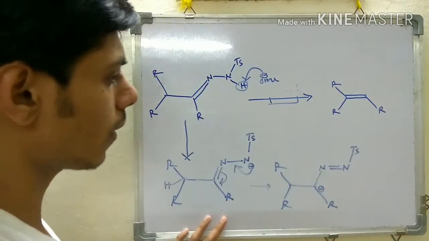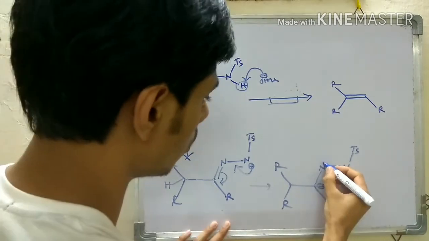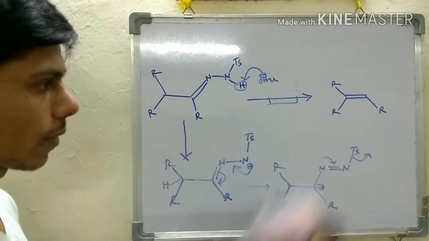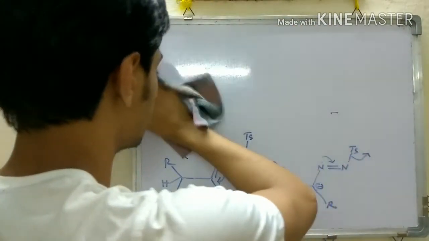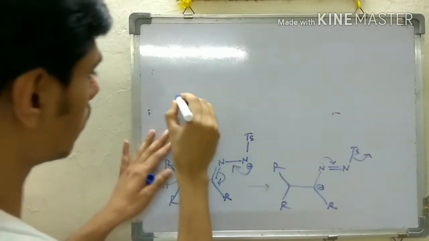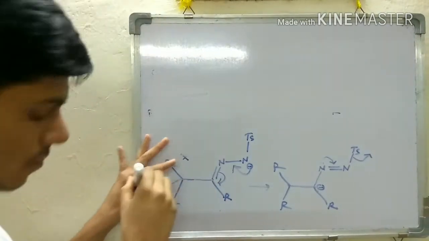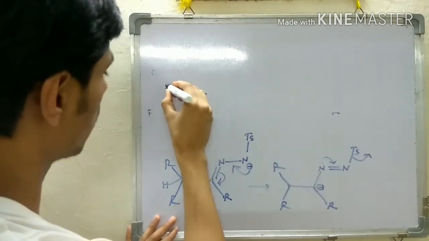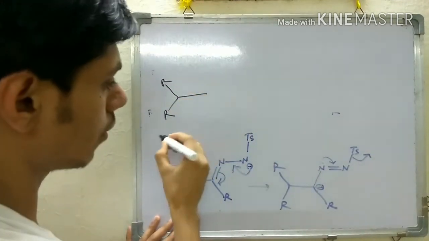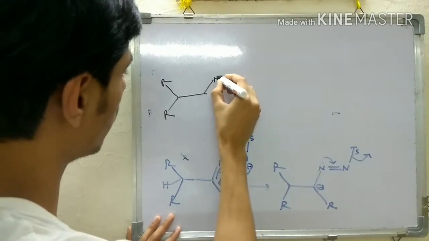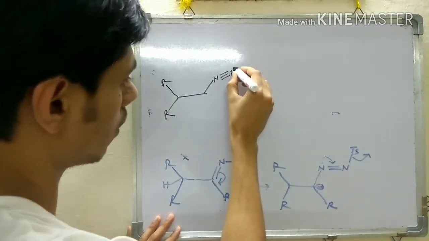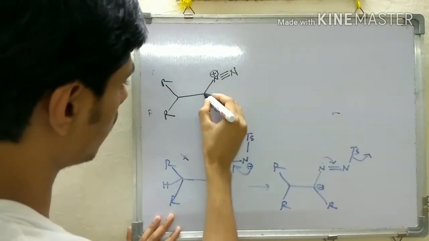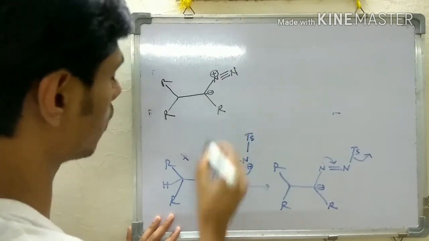Now what can happen, this lone pair can push and this tosyl group will go away, so you will get this, R, R, here you have N, here you have a positive charge, and here you have R, a negative charge.